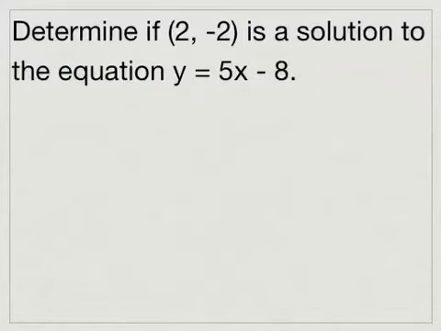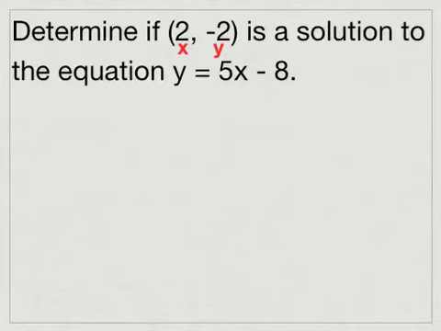The next example says to determine if (2, -2), the ordered pair, is a solution to the equation y equals 5x minus 8. Again, they've given me my ordered pair, so I know the x value that I need to plug in for x is a positive 2, and I need to plug in a negative 2 for y.